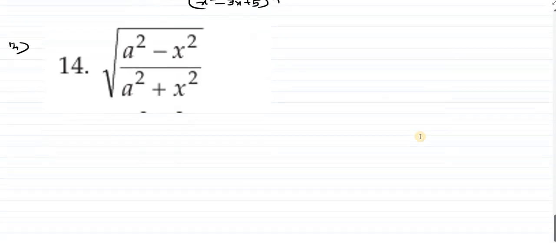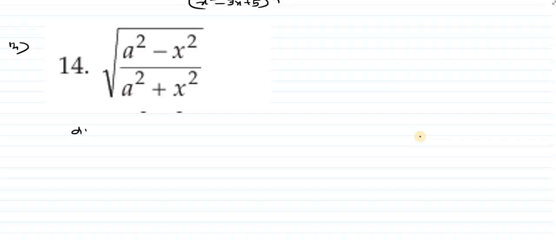So now what is it? Under root, a square minus x square by a square plus x square. But what is that? It is under root. Some people will use t and everything, that is an intermediate variable. I will use the direct method: power, function, angle. That's all. Here no trigonometry is there. So function only, power and function.